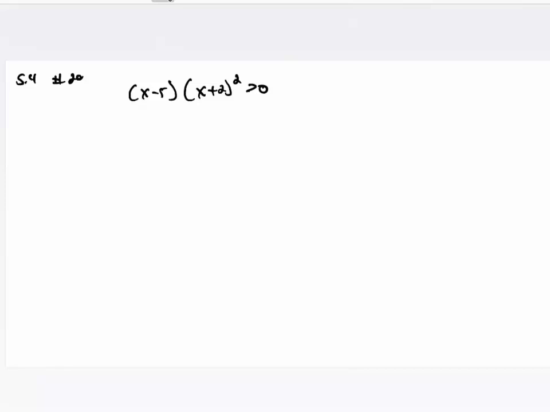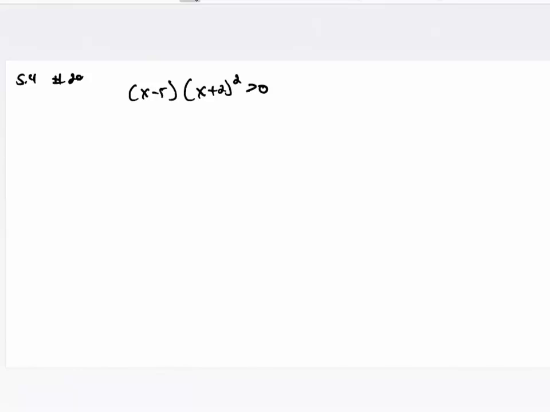Now, what we do in this section is going to be slightly different than what we did in the previous section. When you have a quadratic inequality, we have to solve it slightly differently. So here we have (x minus 5) times (x plus 2) squared is greater than 0. What we're looking for are the values of x that will make this greater than 0.